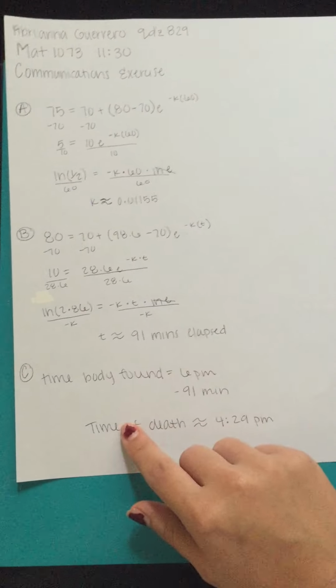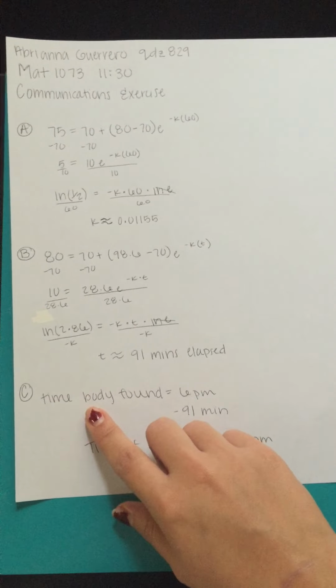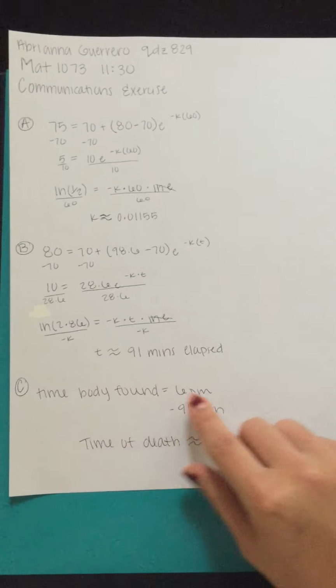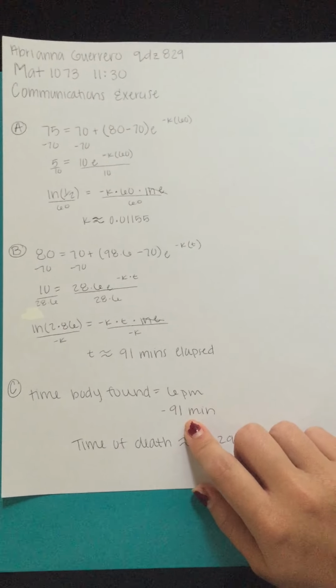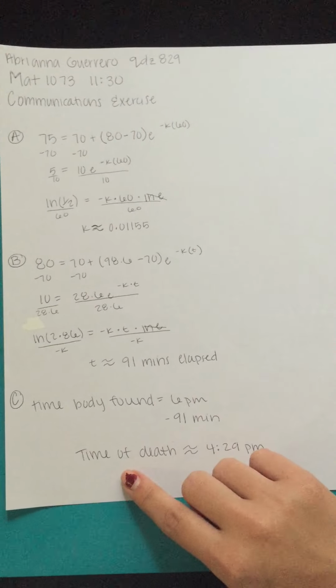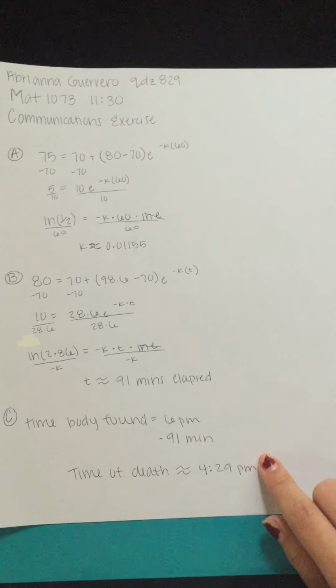So, to find the time of death, we look at the time that the body was found, which was 6 p.m. We're going to subtract 91 minutes, which was approximately an hour and a half, and that gives us an approximate time of death of 4:29 p.m.